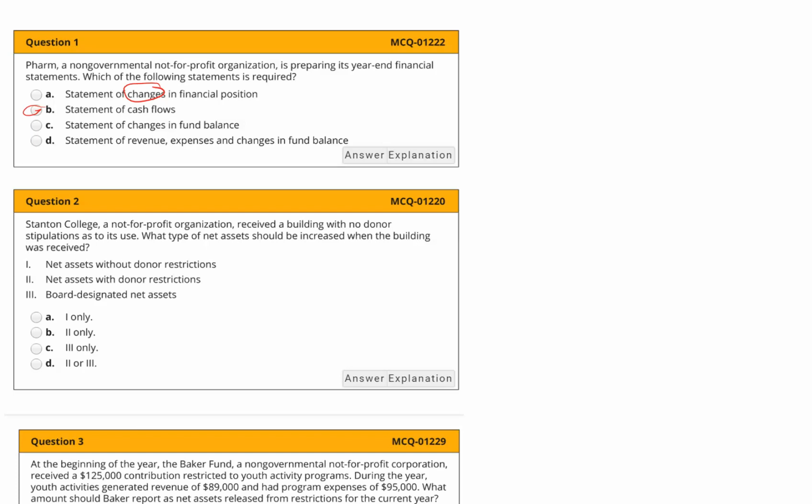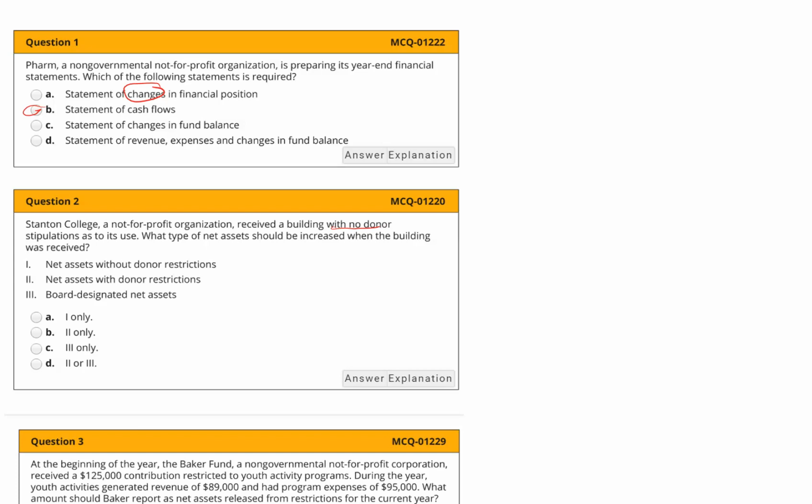Next question. Stanton College, a not-for-profit organization, received a building with no donor stipulations as to its use. What type of net assets should be increased when the building was received? Of course, here, net assets without donor restrictions.